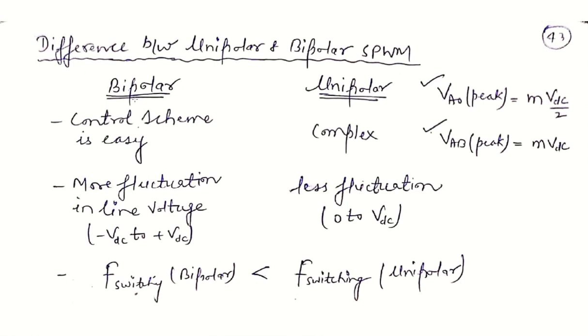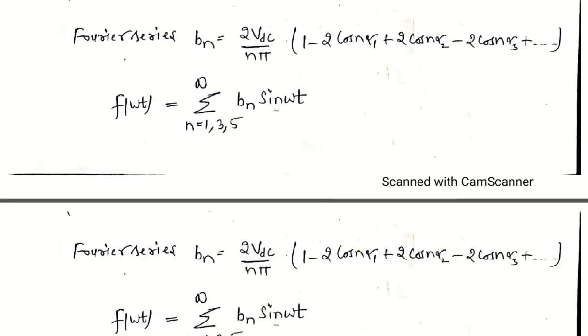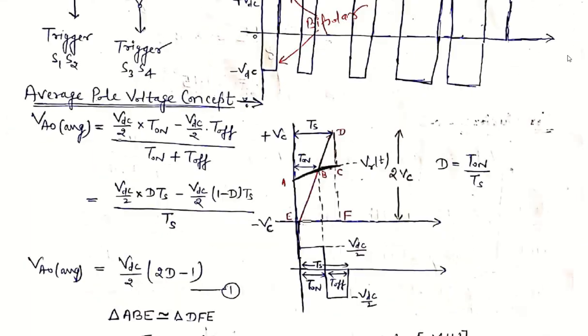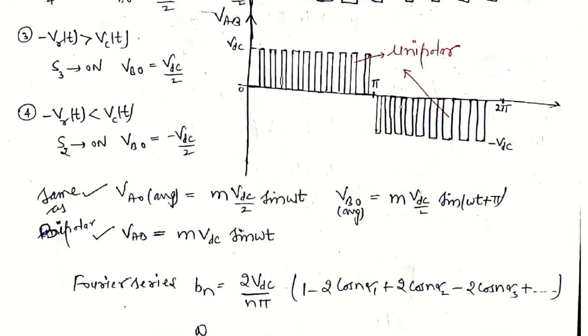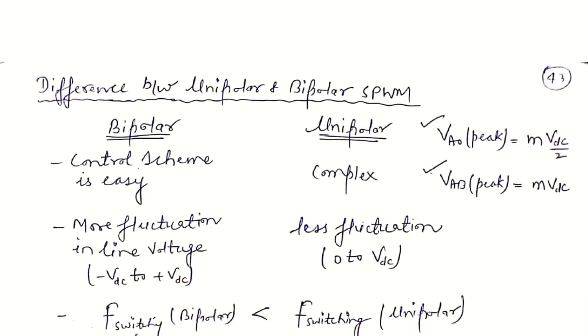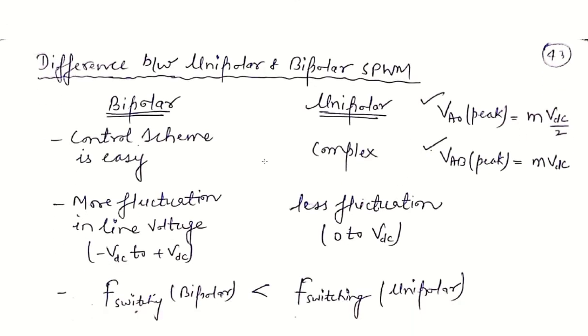So in the bipolar technique, the control scheme is very easy. Why easy? Because the logic we apply is simple. If S1 and S2 are on, and you apply NOT, then S3 will be on. So this simple logic will be there. But in the case of the unipolar technique, the control scheme applied is complex. Four logics will be there.